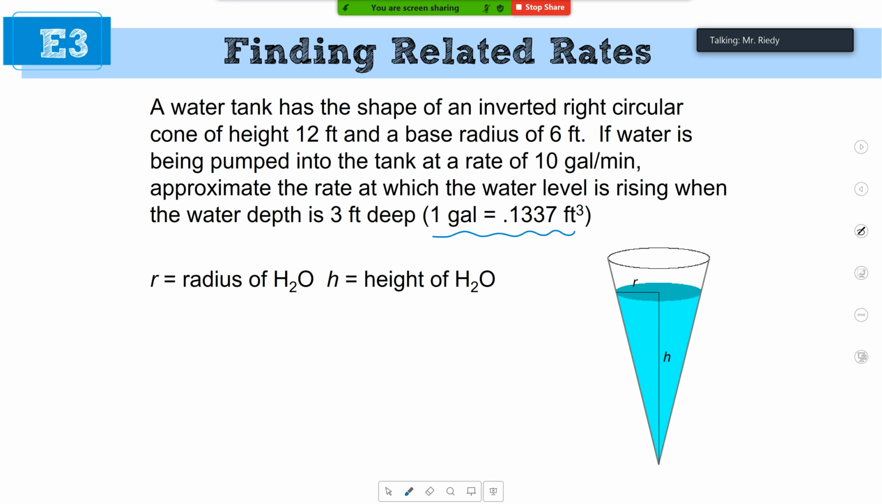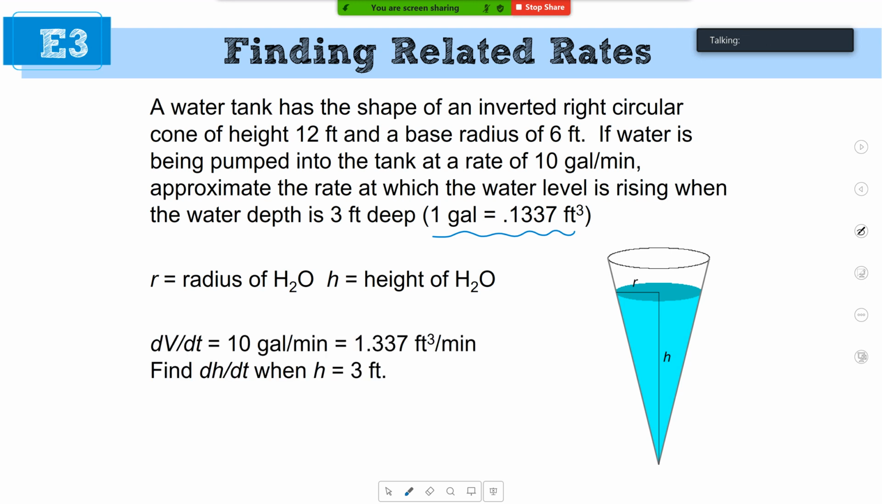What do I know? Whoops, sorry. Number 2, define your variables, the radius and the height. I also forgot the volume. So V would be volume. V equals volume. There we go. There's step 3. What do I know? What am I solving for?